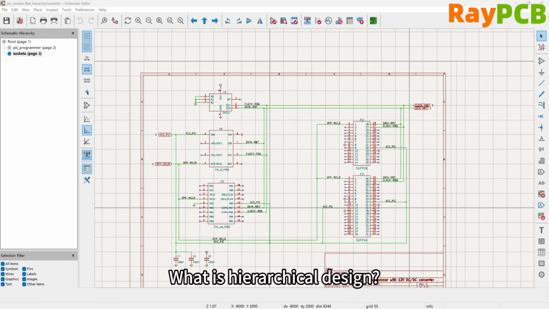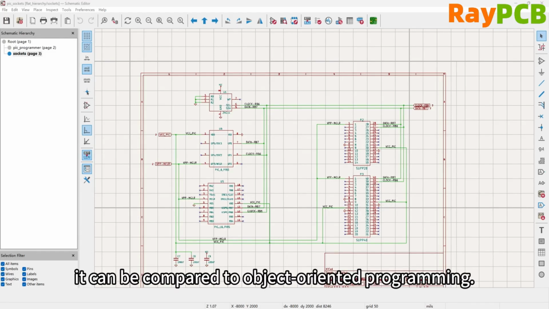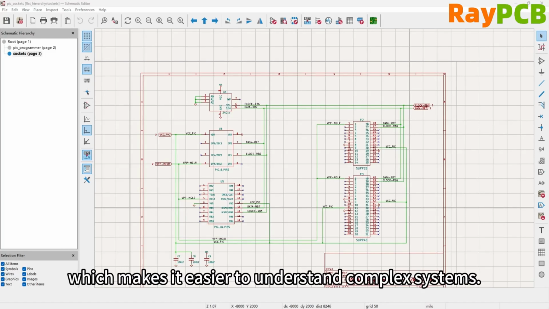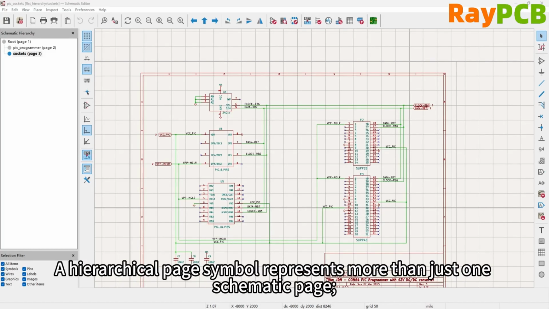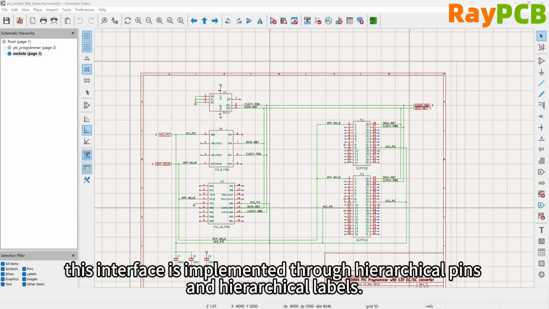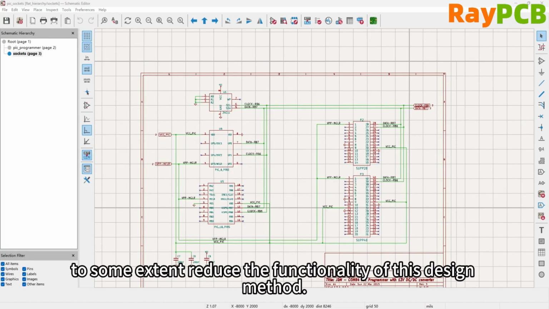So, what is hierarchical design? Hierarchical design is a completely different design approach. In a sense, it can be compared to object-oriented programming. The main idea behind it is to introduce layers of abstraction, which makes it easier for people to understand complex systems. A hierarchical sheet symbol doesn't just represent a single schematic page. It's more like an object that defines an interface. In KiCad, such interfaces are implemented through hierarchical pins and hierarchical labels. However, global labels, such as power symbols, somewhat reduce the effectiveness of this design method.